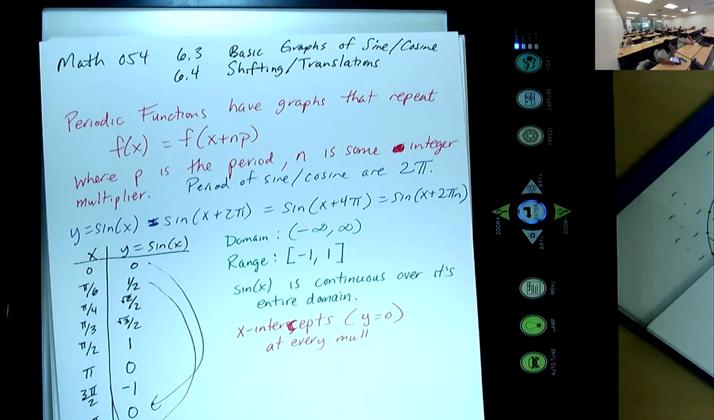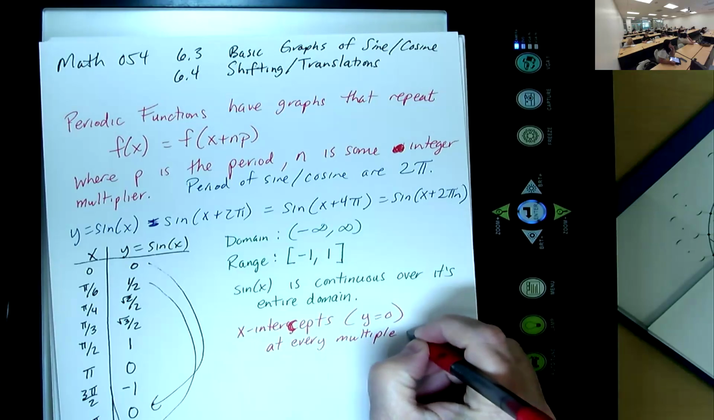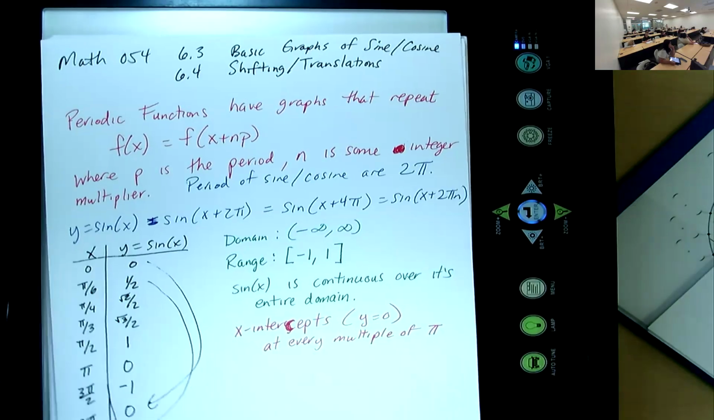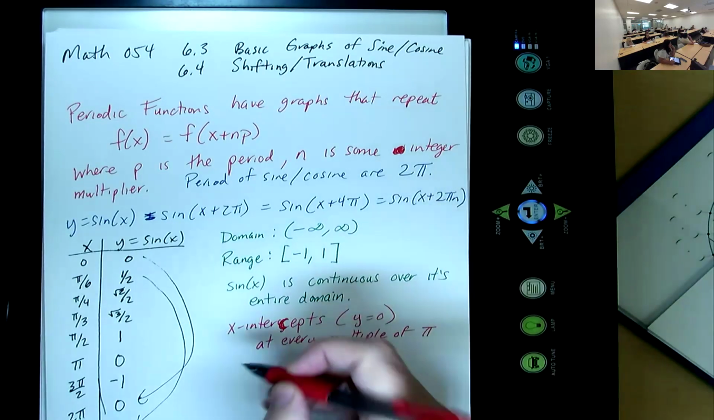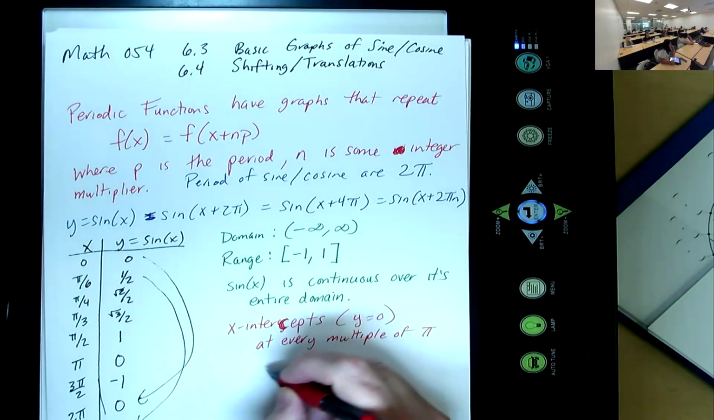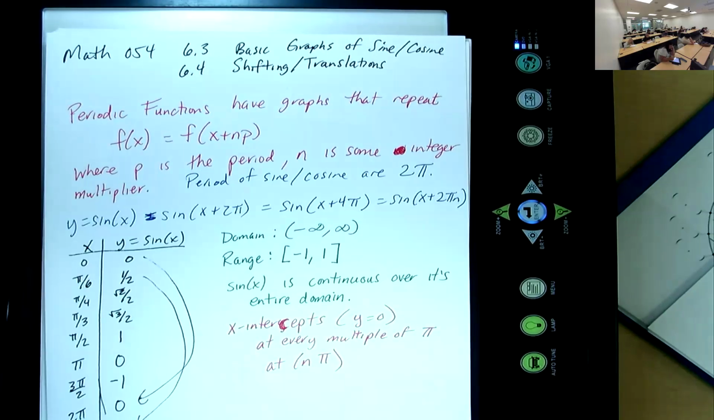Alright, so where was I? At every multiple of pi. I got so excited, I stopped writing right away. So like the way we use n up above, we could say they're at n pi, where n is a whole number or an integer.